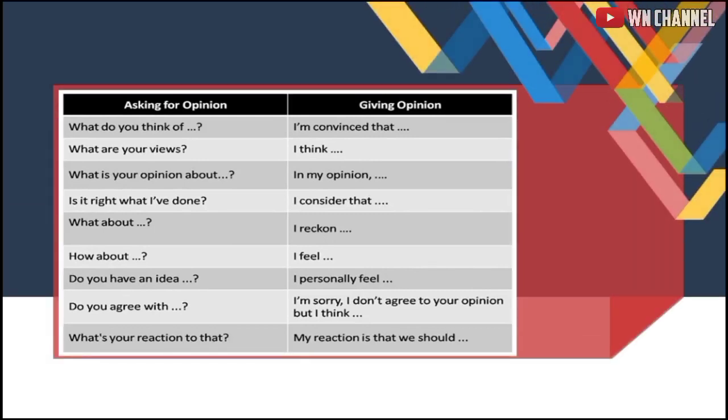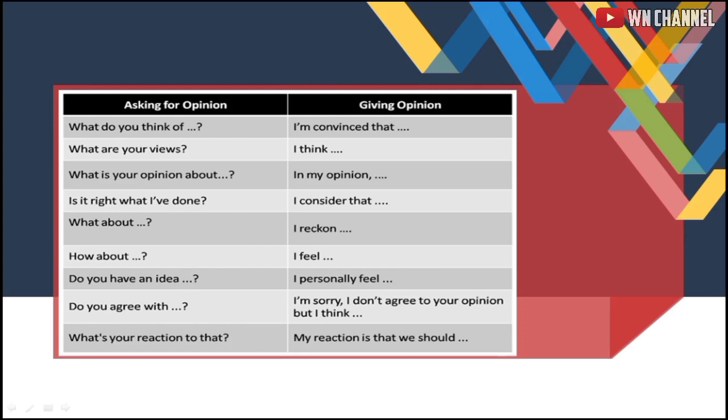Okay. How to asking for opinion and also giving opinion. You can see that there are some example here. The first one is, what do you think of? What are your views? What is your opinion about? Is it right what I have done? What about? How about? Do you have an idea? Do you agree with? What is your reaction to that?